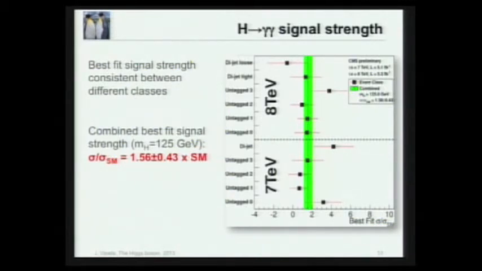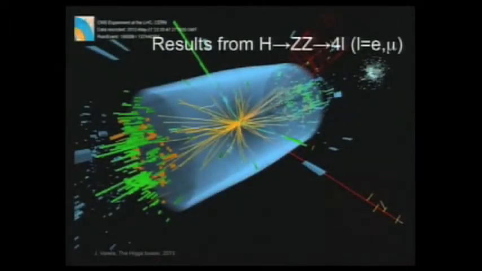The average is here, the green bar is the error, and this average is 1.56 plus or minus 0.43. If it is 1, it's the standard model. Here it is 50% above the standard model, but the error is very large, so it's compatible with the standard model. When the deviation from the expectation is of the order of 1 or 2 sigmas, it is compatible.